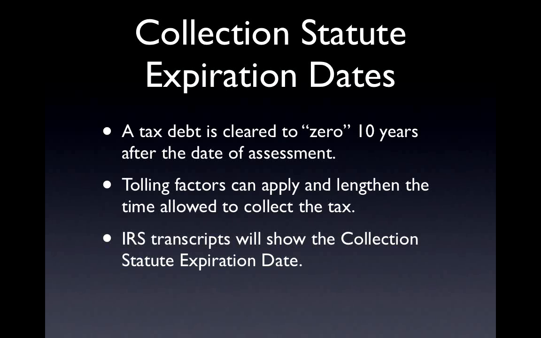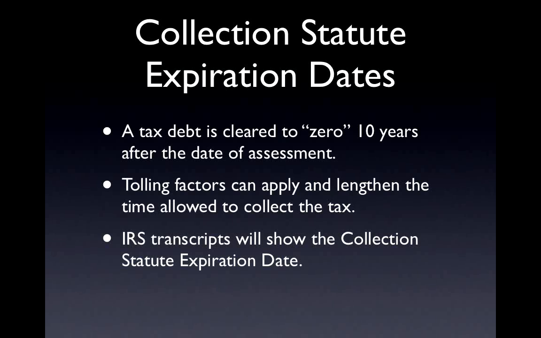Now, there can be multiple assessment dates, so let me give you an example. If you file a return and it shows that you owe $100, and then later on the IRS finds a math error, or they decide to audit you, and 2 years later they decide to assess additional tax, then you would have a second assessment date, and the 10-year statute of limitations would begin to run from that date as well for 10 years. Now, there are a number of things called tolling factors that can apply, which will actually stop the collection statutes from running.